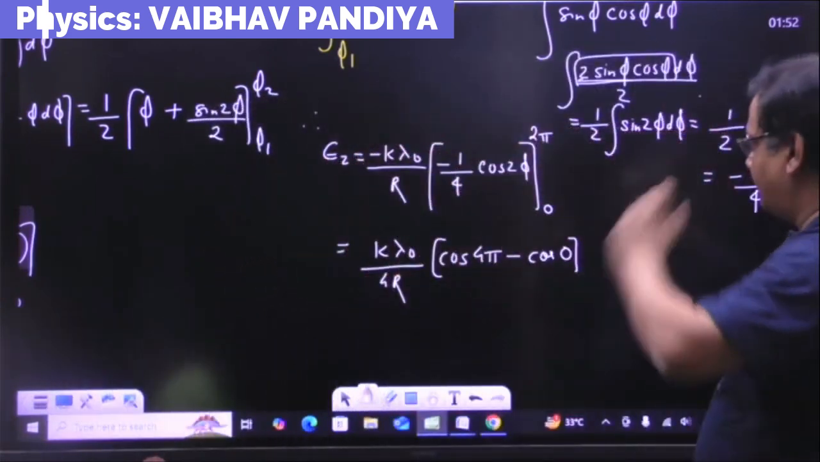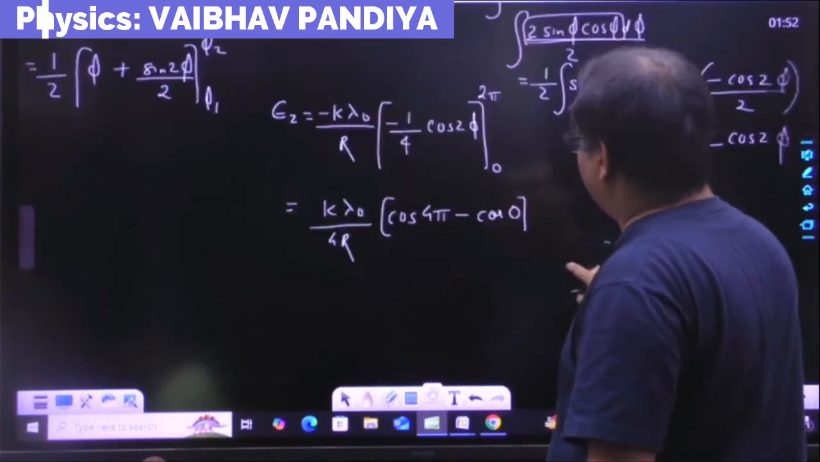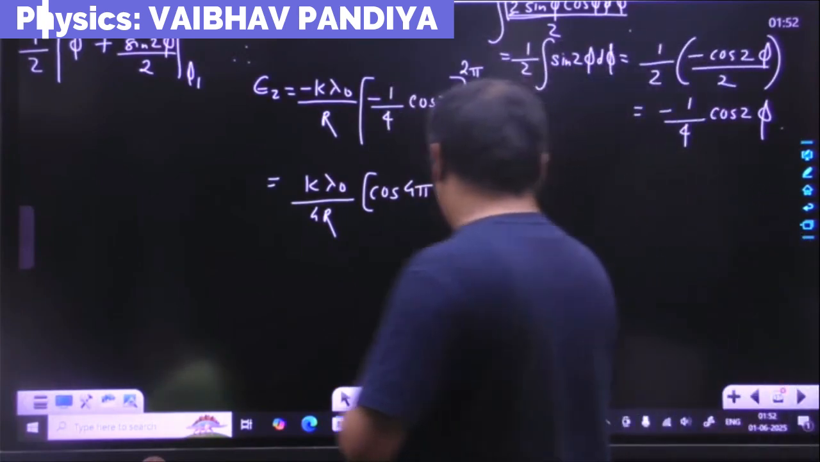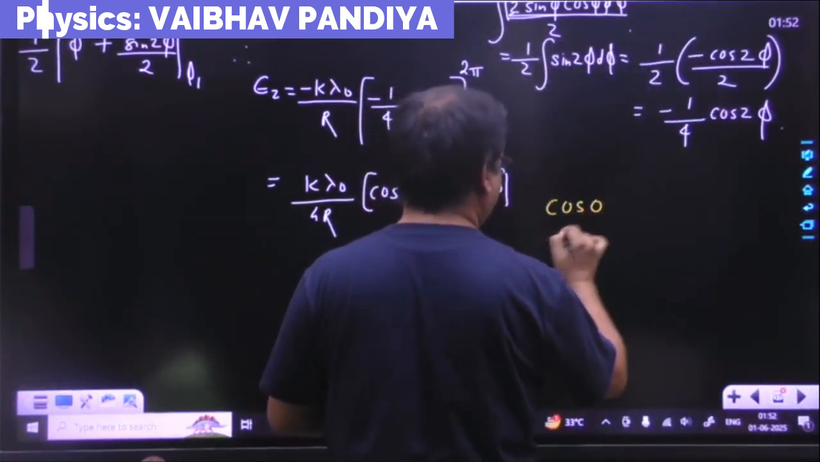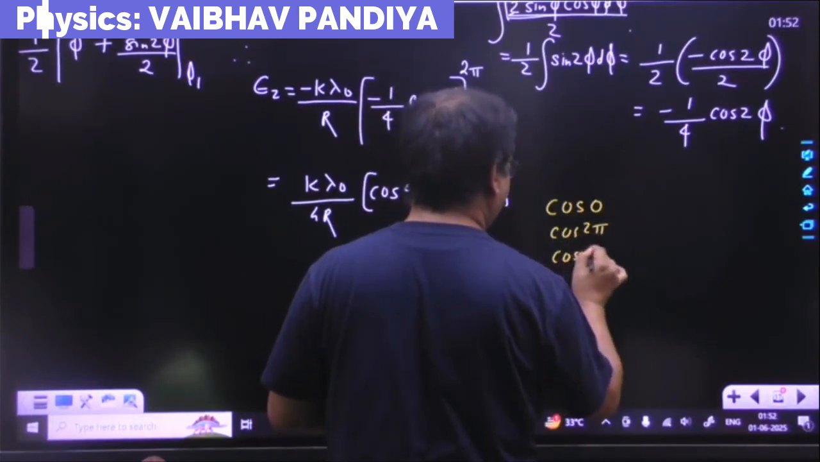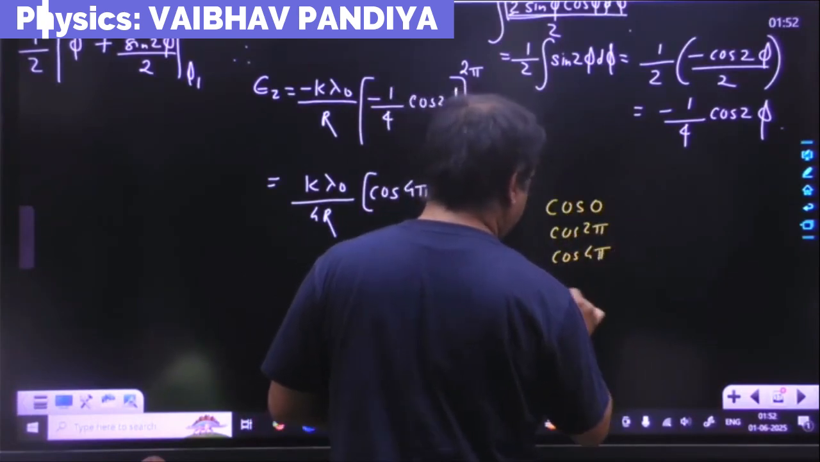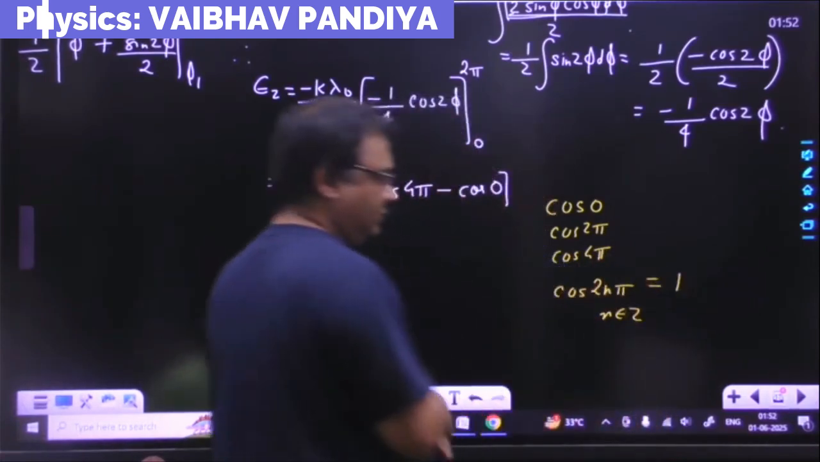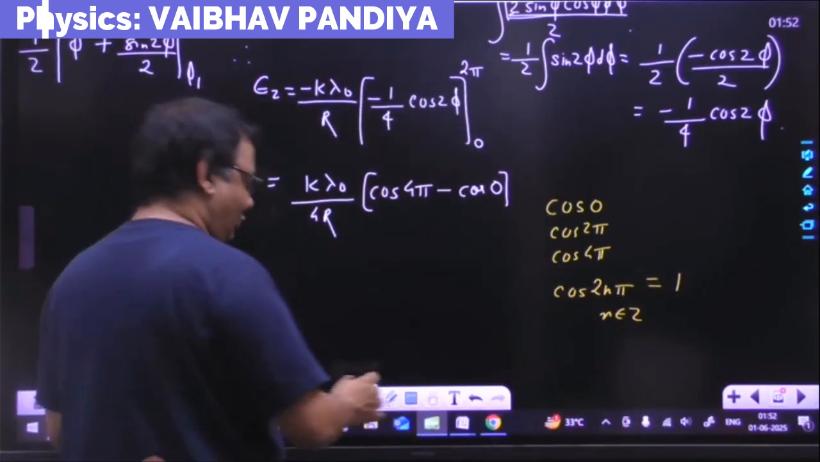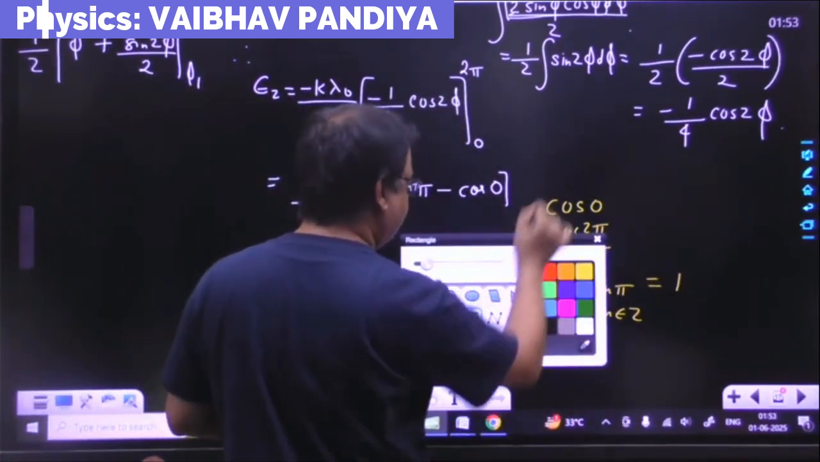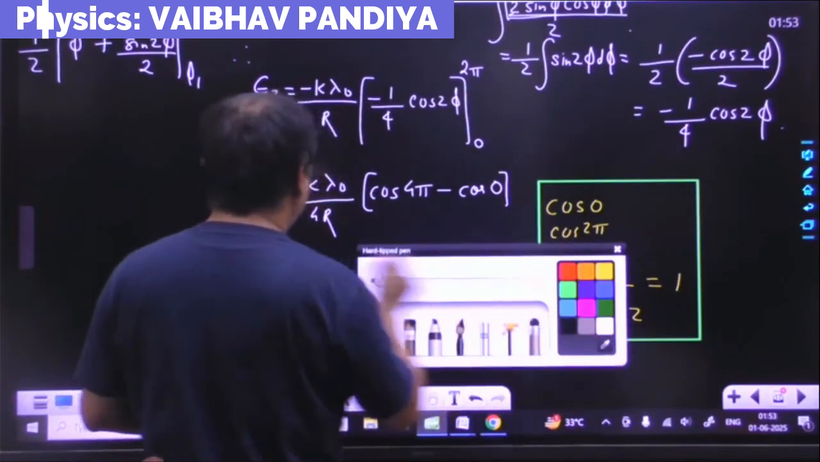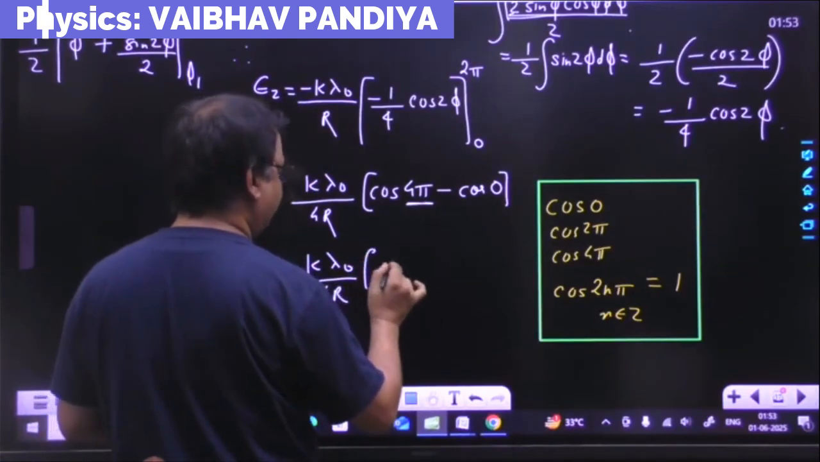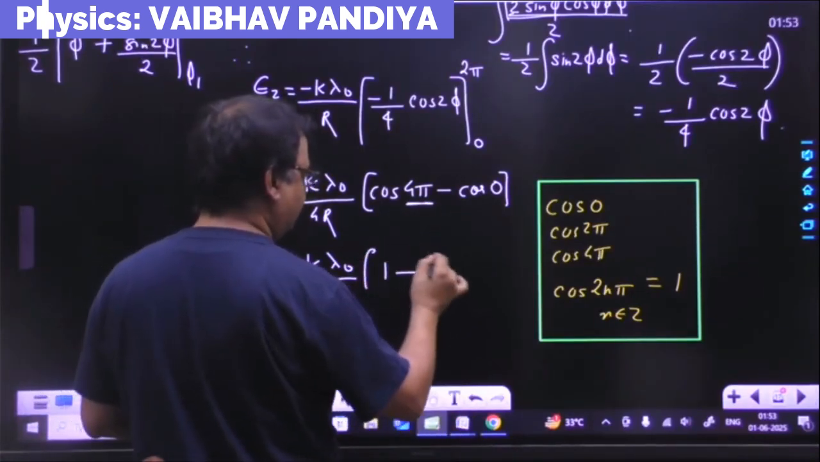Now you know what is the value of cos 0. It will be your value of 1. Cos 2 pi, we know cos 0, cos 2 pi, cos 4 pi, any even integral of pi. That is, you can write cos 2n pi, n belongs to integer. It has a value of 1. Got it? Any even integral of pi, cos has a value of 1. Got it? So this will come to be k lambda naught by 4r. 4 pi is the even integral of pi, so cos will be 1. Cos 0 we know is 1. So the answer will be 0.